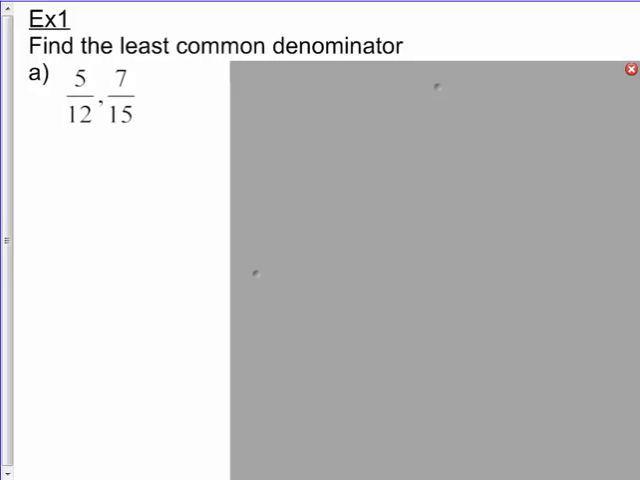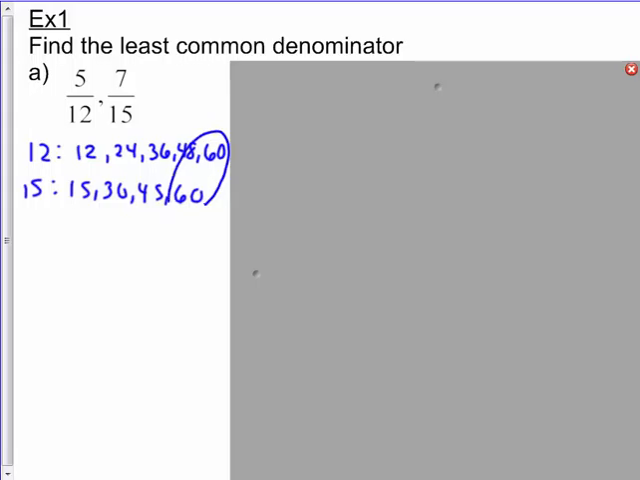Example 1, review here. We have 5/12 and 7/15ths. Finding the least common denominator here. So I have 12 and 15 on the bottom here. One way to do it, again, is to write out the multiples of 12: 12, 24, 36, 48, 60. Do the same thing with 15: 15, 30, 45, 60. Kind of do it that way, or kind of that guess and check approach here to get 60.